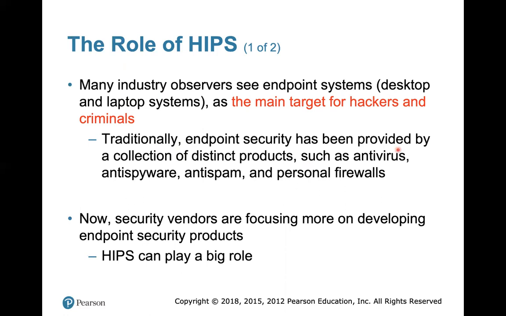So endpoint security has been provided by a collection of distinct products. For example, if you remember, we used to have antivirus plus anti-spyware plus anti-spam plus personal firewall and stuff like this. Each one was a different application, and sometimes they even came from different companies. For example, you used to buy your antivirus from, let's say, Symantec, and anti-spam from somewhere else. We used to work with that for many years until maybe 4 or 5 years ago.